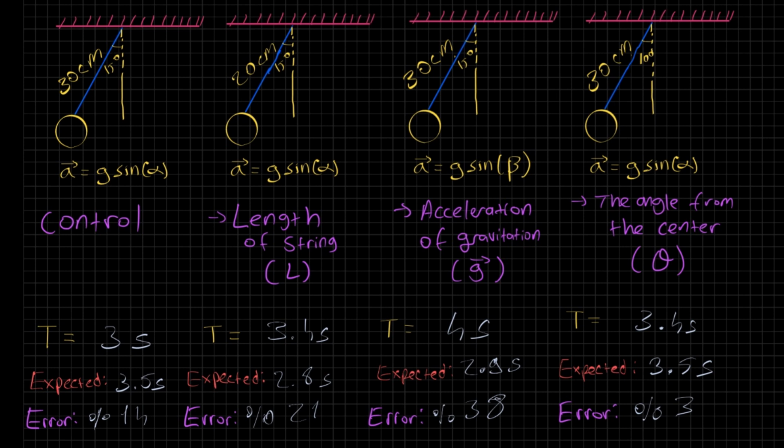For the variable incline setup, we had a variable incline where we increase the effective gravitational acceleration by changing the incline angle. The measured period was 4 seconds, while the expected period was 2.9 seconds. This substantial difference suggests that the incline's effect wasn't fully accounted for in the calculations.